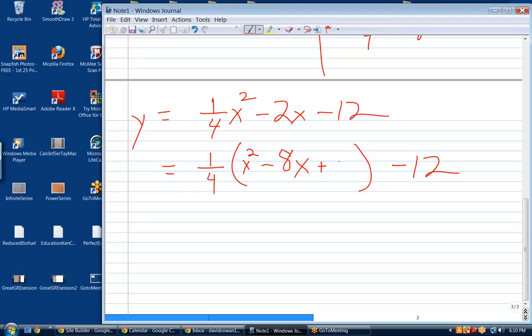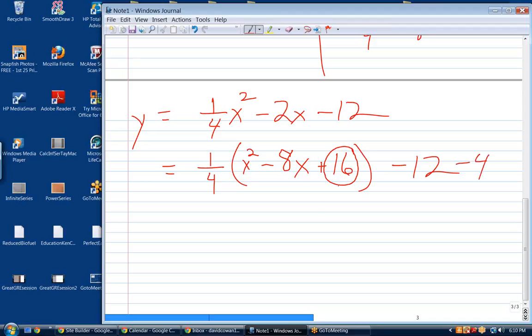Just take half the coefficient and square it. So this is plus 16. So what did I do to the right side of the equation the moment I wrote 16 in there? You subtracted whatever 16 times 4 is. I added 16 times 1/4. So I added 4. So I have to subtract 4.